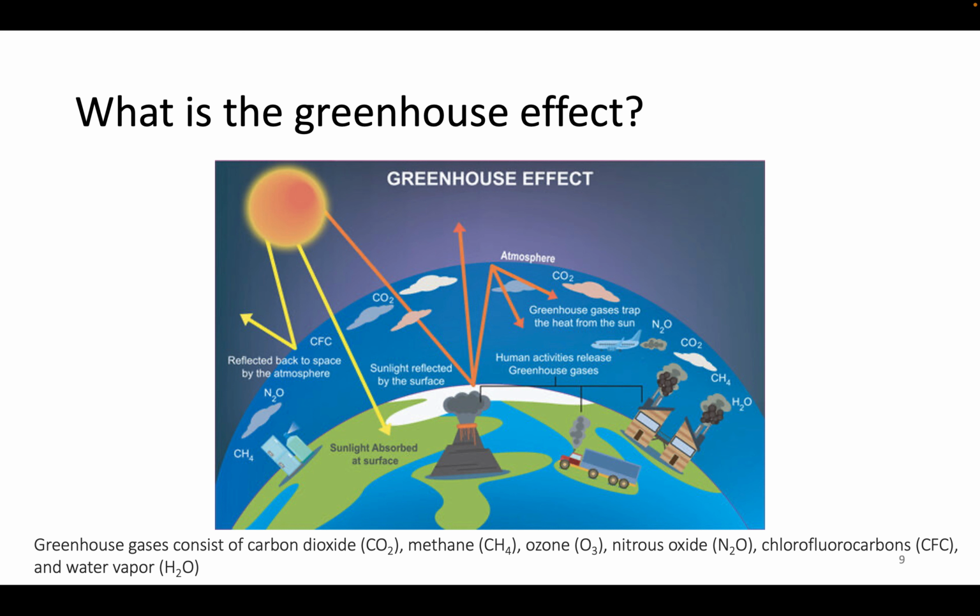Greenhouse gases consist of carbon dioxide, methane, ozone, nitrous oxide, chlorofluorocarbons, CFCs, and water vapor. Scientists have determined that carbon dioxide plays a crucial role in maintaining the stability of Earth's atmosphere. If carbon dioxide was removed, the terrestrial greenhouse effect would collapse and Earth's surface temperature would drop significantly by about 59 degrees Fahrenheit.